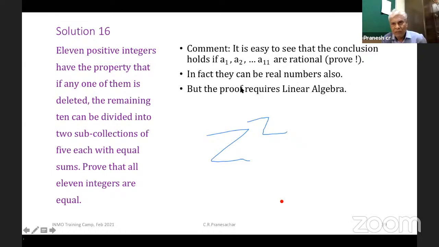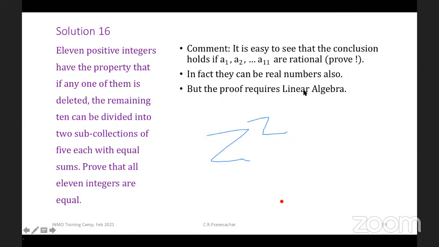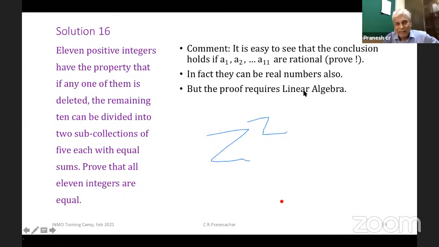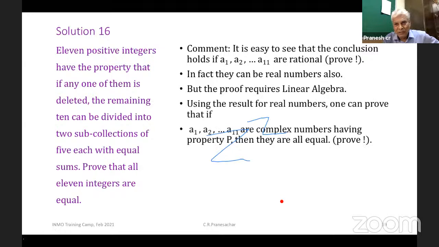In fact, you can prove it for real numbers also. But here you can't take the LCM of denominators. The proof will require linear algebra as a branch of mathematics. Sir, we can do it by continuity of numbers. Well, I don't think you can give a neat proof with continuity.